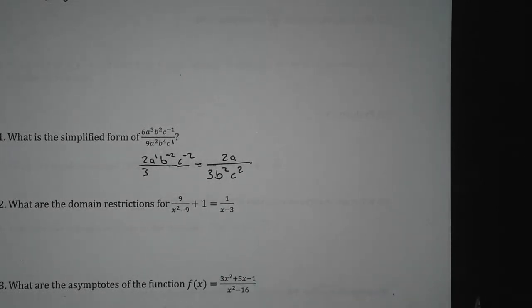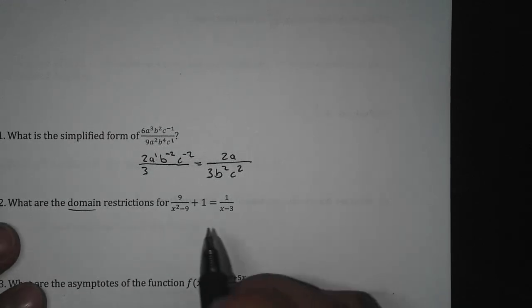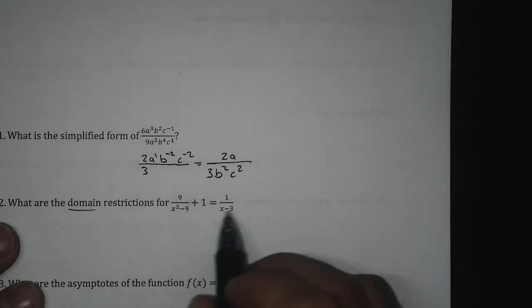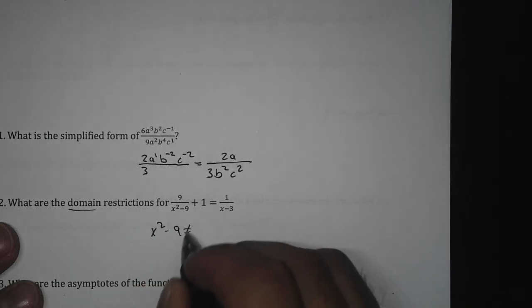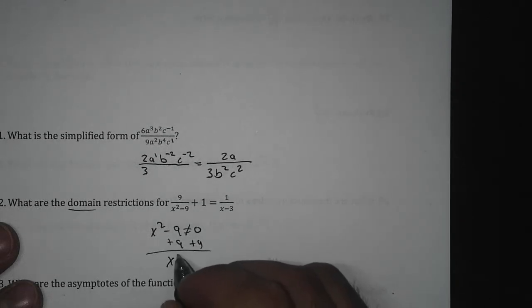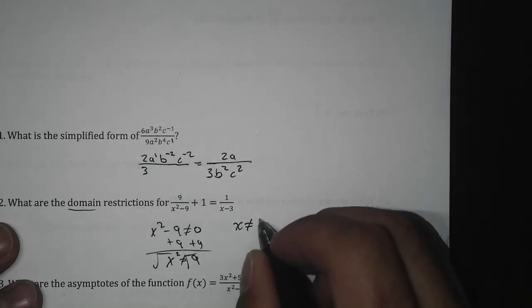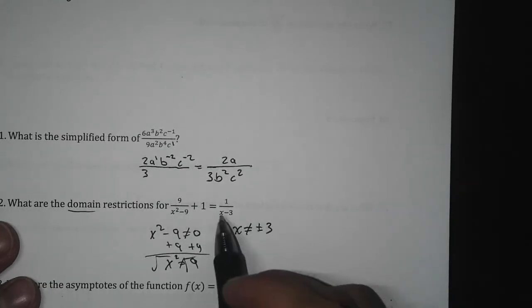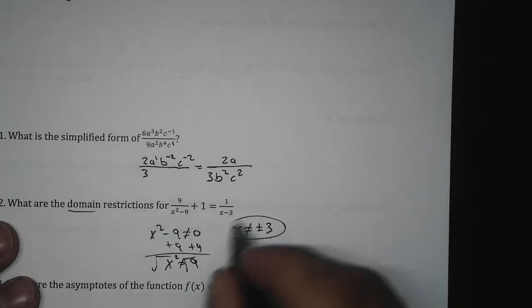Okay, number 22. All we're asking here is what is a domain restriction. So we know with a fraction we cannot divide by 0. Therefore, we have to see when this denominator is going to be 0. So x squared minus 9 cannot be 0. x squared cannot be 9. Square root. So that x cannot be plus or minus 3. Well, luckily that also works here. If we solve this, we get positive 3, which is already included in our answer.